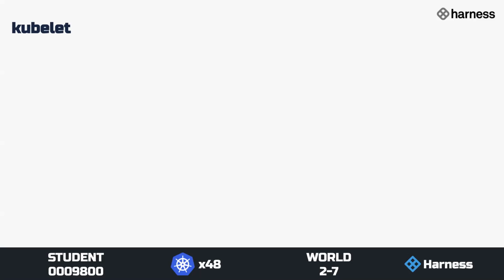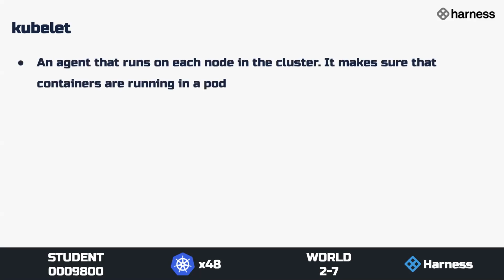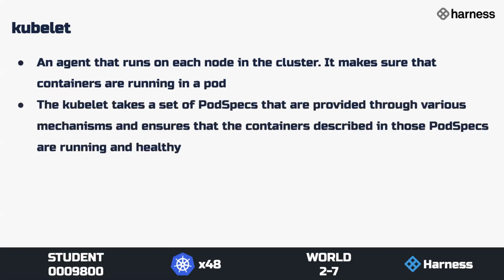So what we have is agents that live on each individual node. One of those is a kubelet. It makes sure that the containers are running in a pod. If you have pods that are being deployed to the node, the kubelet makes sure that the containers are running. It takes those pod specs that are assigned to that node from the kube scheduler, and makes sure that it's running and healthy, doing what it's supposed to do there.